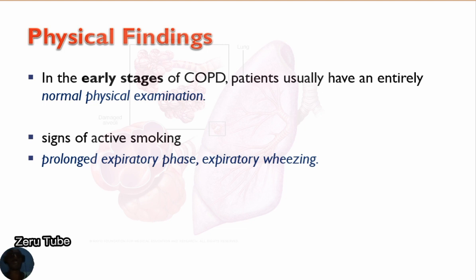What is the physical finding of COPD? In the early stage of COPD, patients usually have an entirely normal physical examination. At the beginning there is nothing, but the patient can have signs of active smoking.